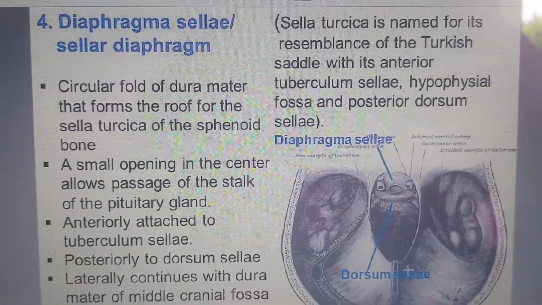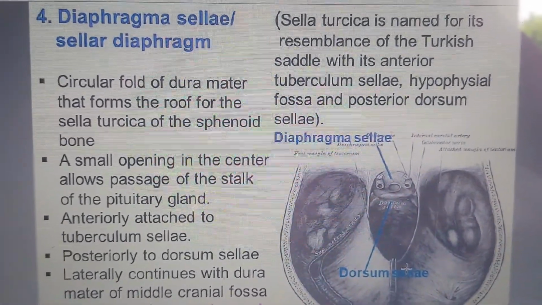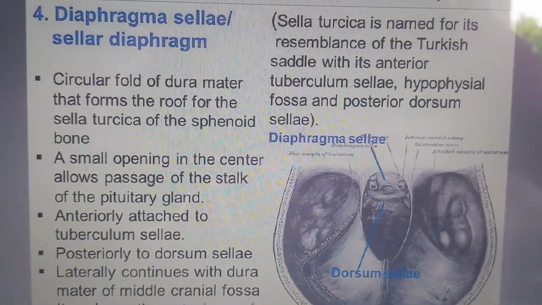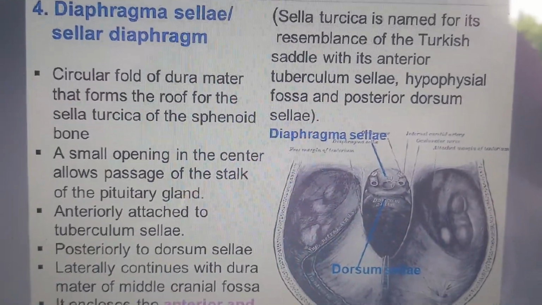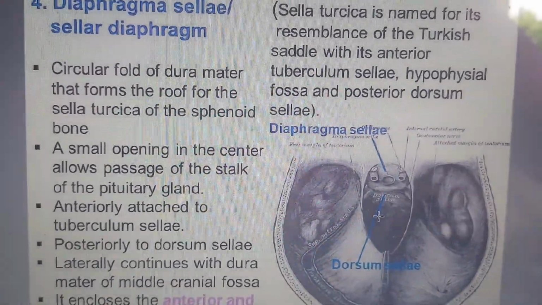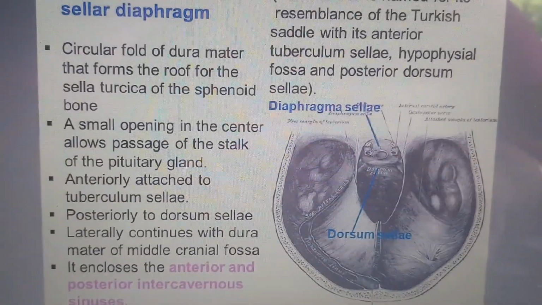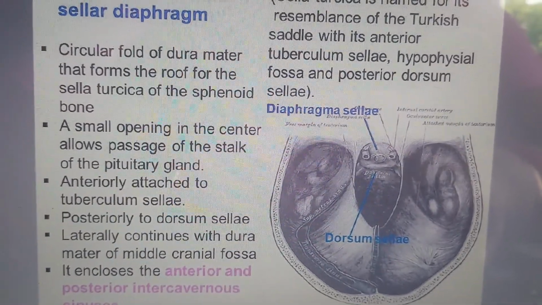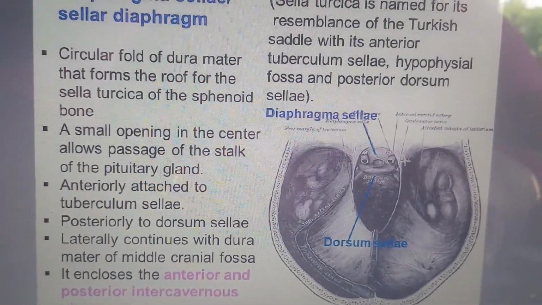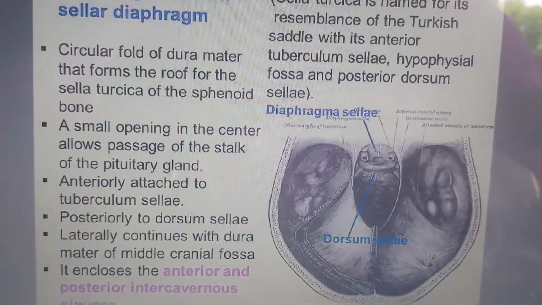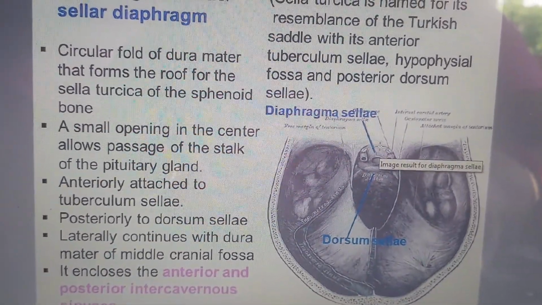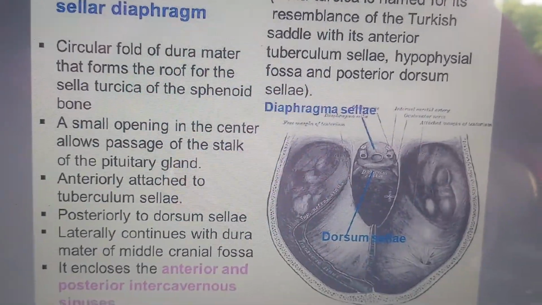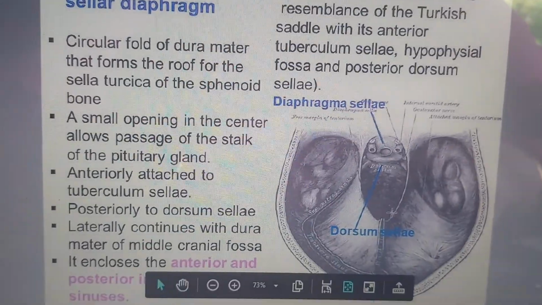Coming to the diaphragma sellae. The diaphragma sellae is also called the sellar diaphragm. So this is the diaphragma sellae. It is a circular fold of the dura mater which forms the roof for the sella turcica of the sphenoid bone. A small opening in the center of this diaphragma sellae allows the passage of the stalk of the pituitary gland, and anteriorly it gets attached to the tuberculum sellae, posteriorly to the dorsum sellae region of the sphenoid bone, and laterally it continues with the dura mater of the middle cranial fossa.